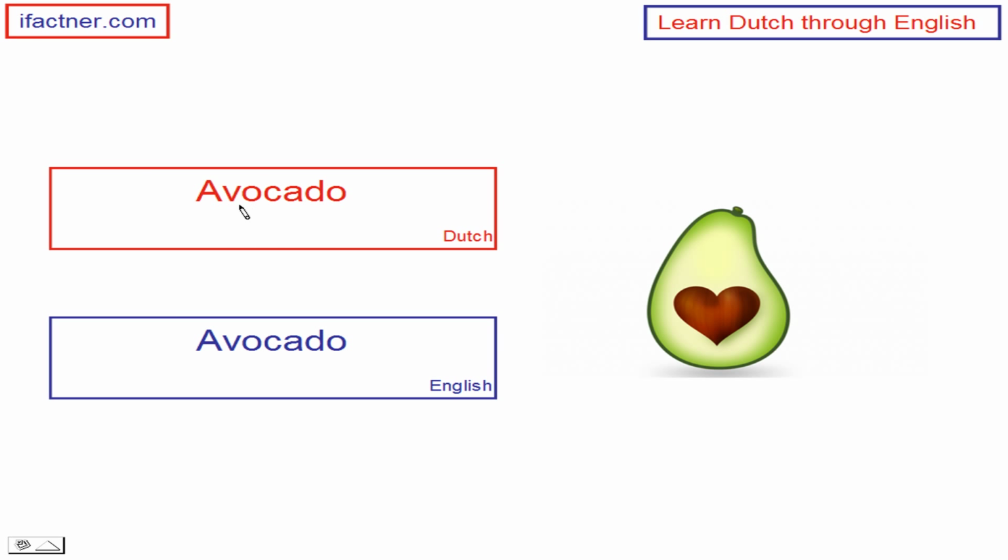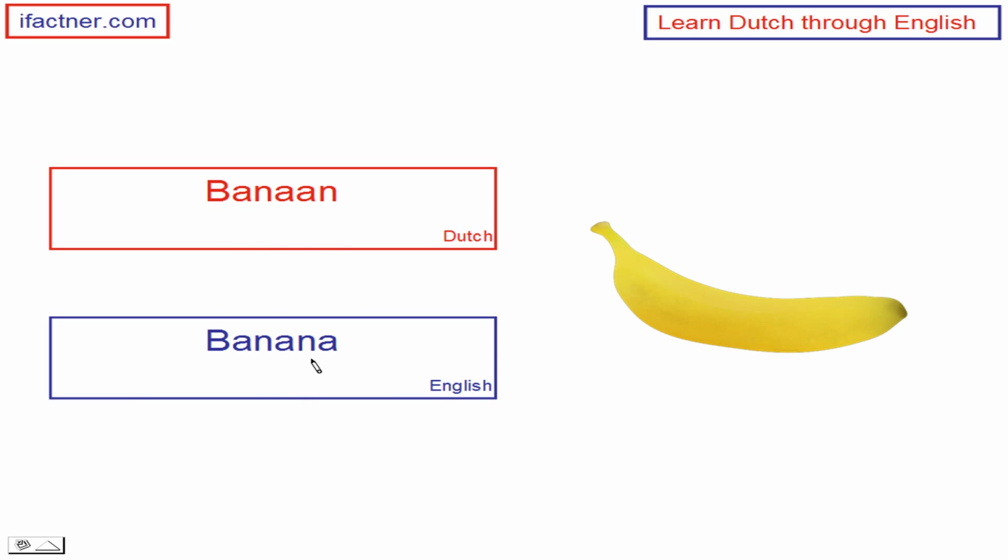Avocado is called avocado. A-V-O-C-A-D-O, avocado. Banana, banaan. B-A-N-A-A-N, banaan.